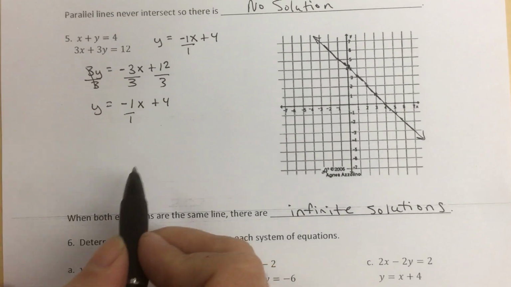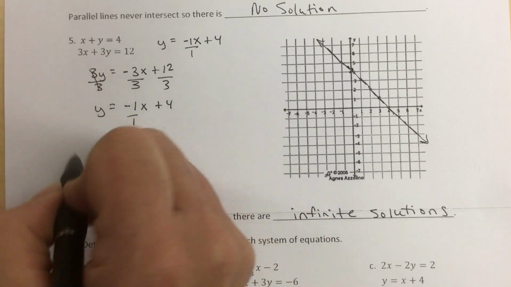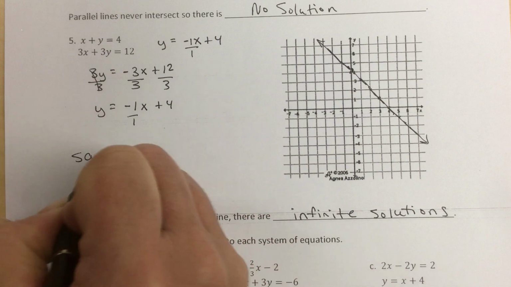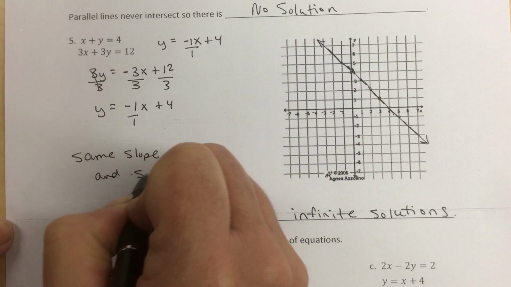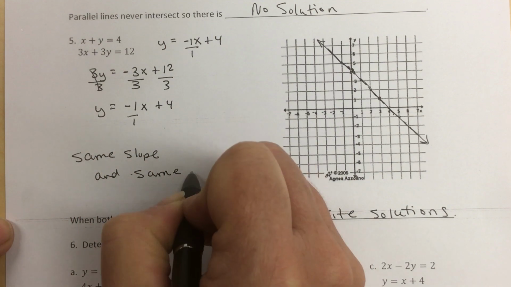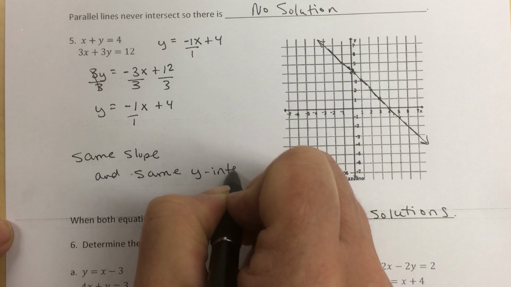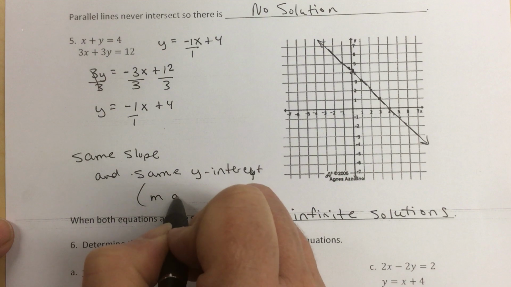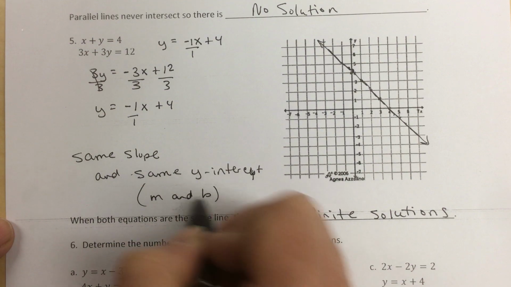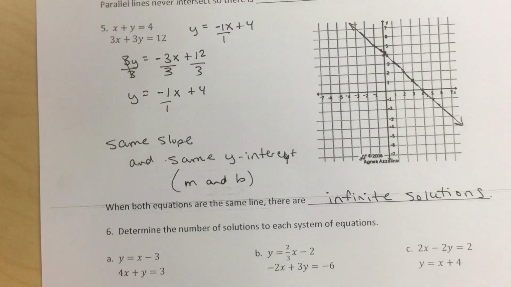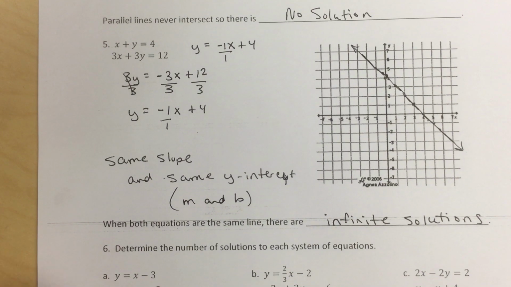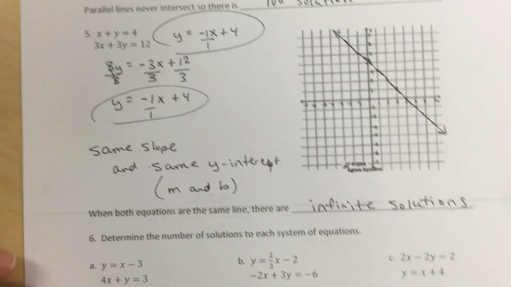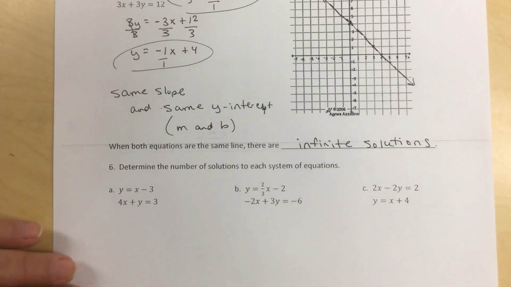Okay, so these not only have the same slope, they also have the same y-intercept, which is m and b. Like in y equals mx plus b, it's the same m and the same b. It's exactly the same equation, okay? Then your answer is infinite solutions, okay?